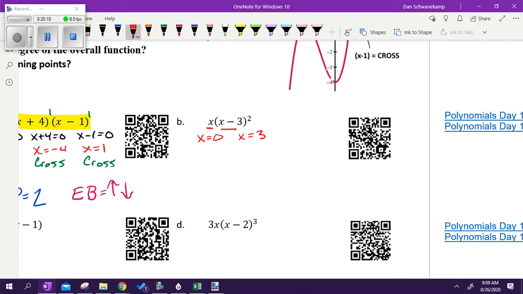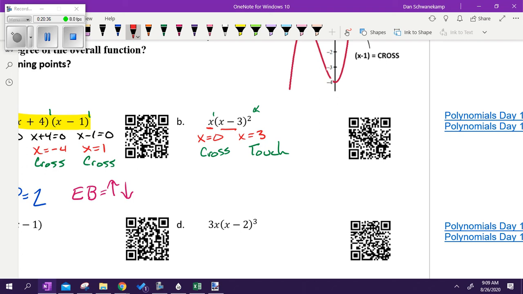Then we're doing touch or cross. Aaron H., what do you think on 0, touch or cross there? That thing is going to cross, okay, because it's x to the first power. What about on the x equals 3? Touch. It has a multiplicity of 2. 2 is touch. Okay, don't forget that. 2 is touch.